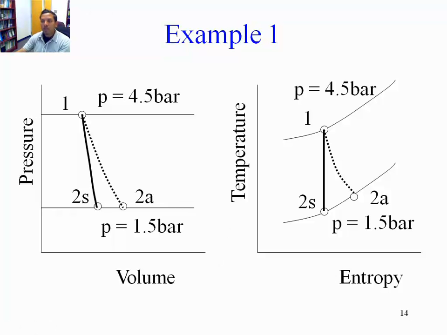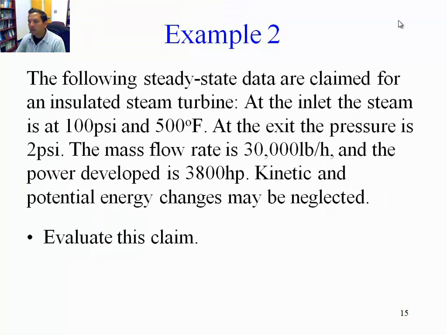All right? So this is a typical example of the use of the adiabatic efficiency for a work-producing, open-system device, like a turbine. All right, now let's look at another example of the use of the adiabatic efficiency, or the meaning of the adiabatic efficiency for the cases of work-producing devices such as turbines.